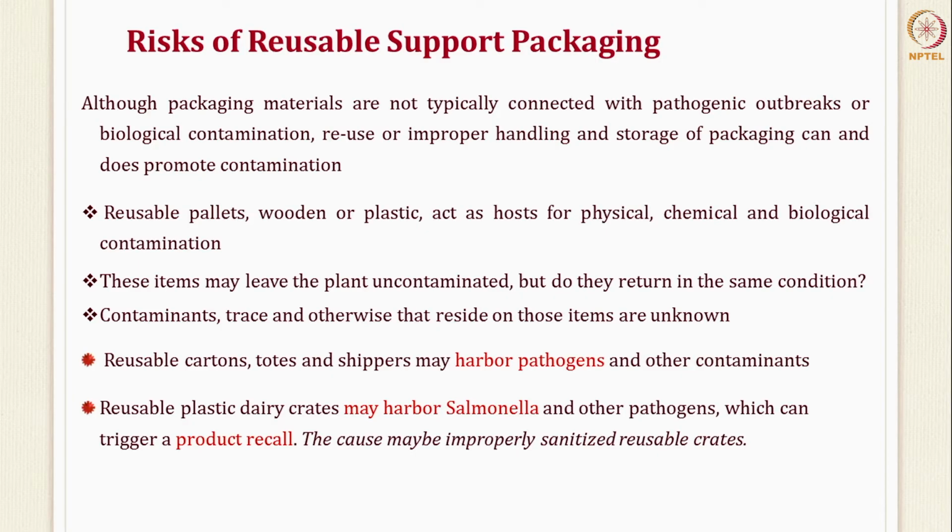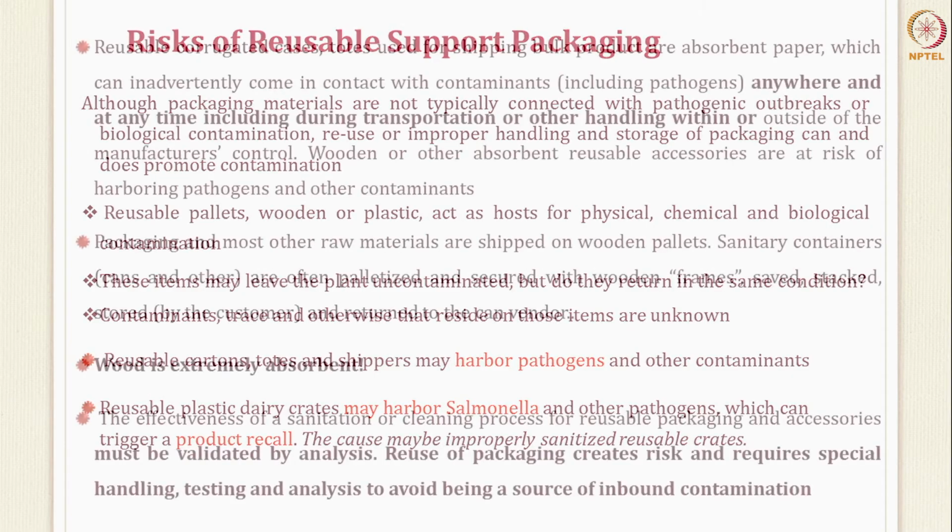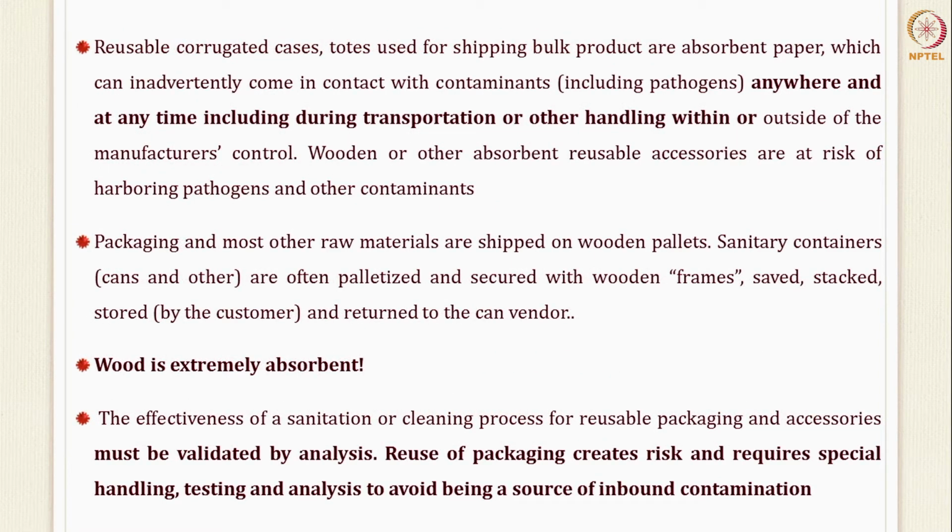Reusable plastic dairy crates, which are very common in the industry, are part of the packaging or unitization. So this can harbor salmonella, which is a very dangerous pathogen. There are cases where the whole product had to be recalled just because of this. Just like your crates, there are reusable corrugated boxes, totes, shipping bulk containers, which are reused. So anywhere or anytime, including during transportation, you can expect contamination to take place. So precaution is the most important thing that has to be taken, right?